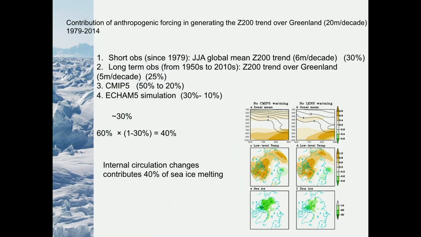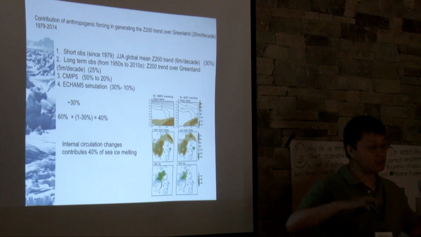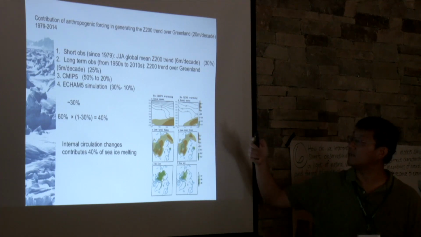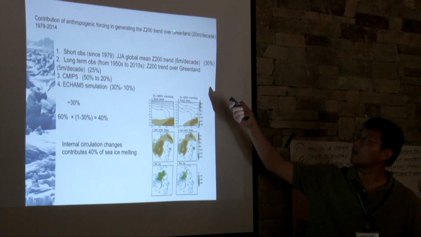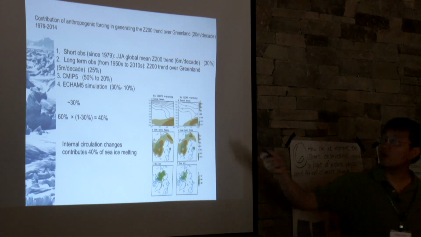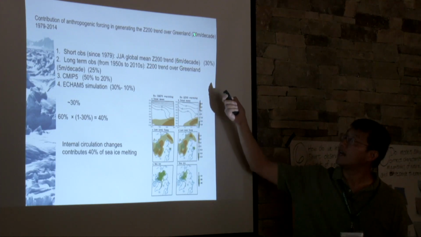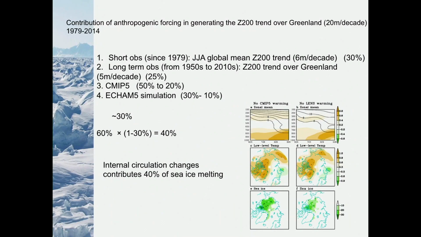But we know the circulation rise in the Arctic may still be due to anthropogenic forcing. How do we quantify that part? We tried four different methods. One is that we checked the observation. The global mean height increase trend in JJA is like 5-6 meters per decade, and over Greenland it is like 20. If we think the 5-6 is due to anthropogenic forcing, and the rest is due to something else, then anthropogenic forcing can explain 30% of this rise.